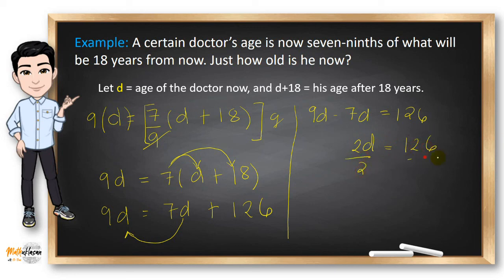Divide both sides by 2. And the answer is 63. So the age of the doctor is 63 years old.